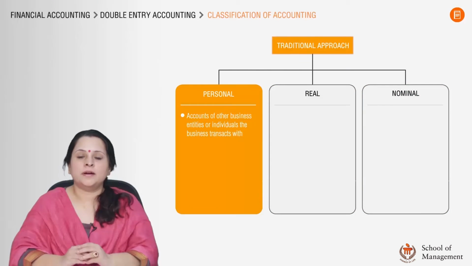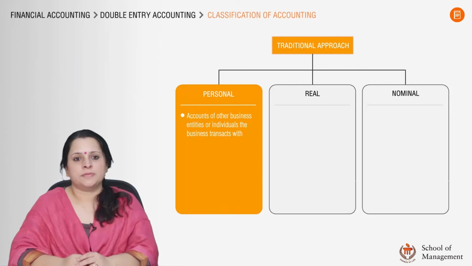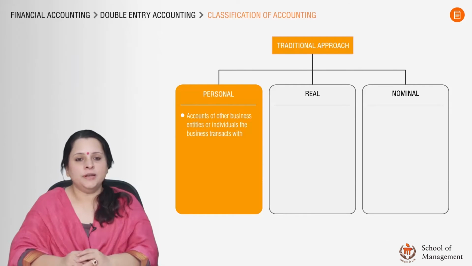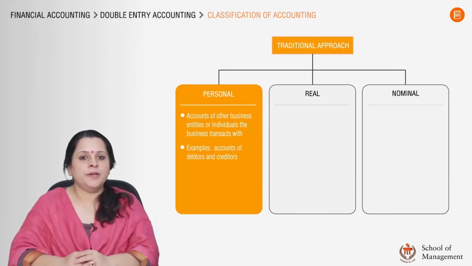Personal accounts are the accounts of other business entities or individuals. In the example that I mentioned earlier, the account of B Limited in the books of A Limited would be a personal account. Personal accounts would be accounts of debtors, creditors and other individuals or companies that the business transacts with.